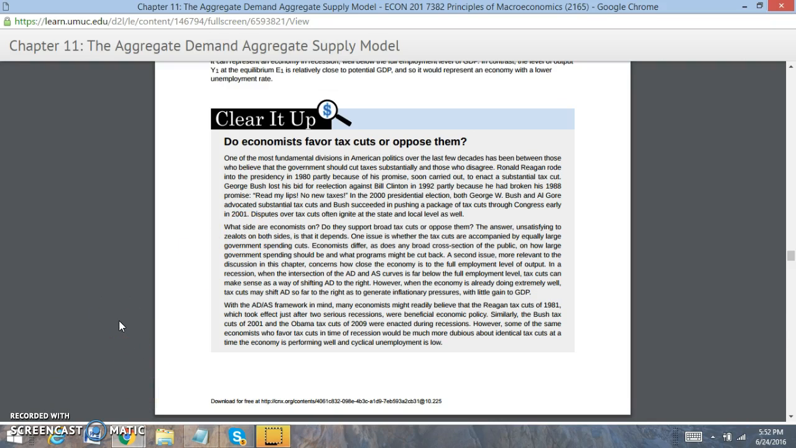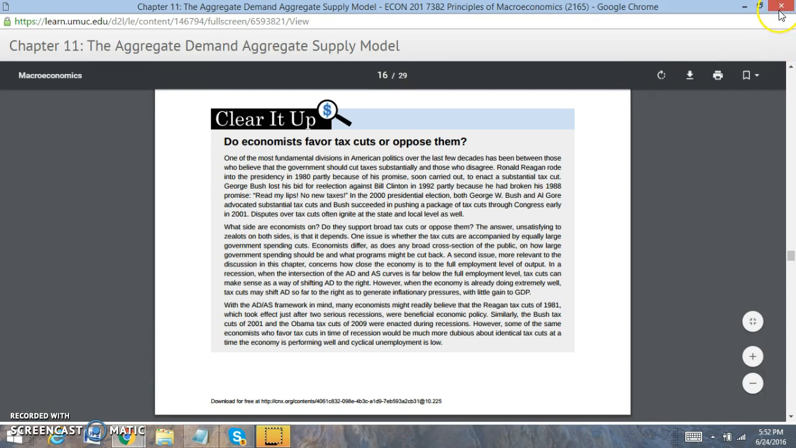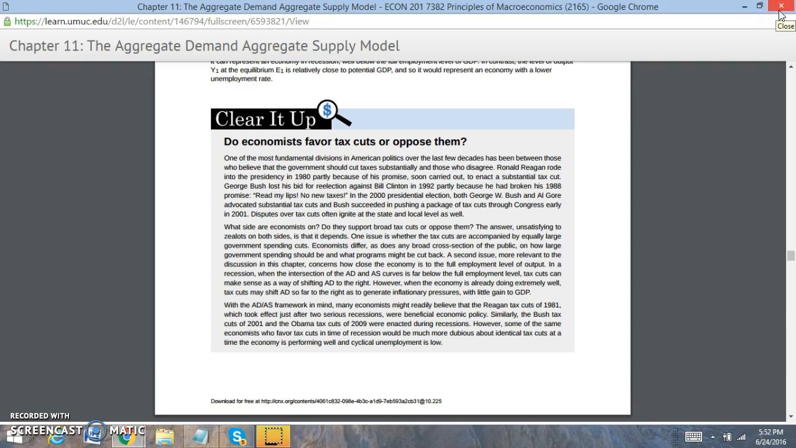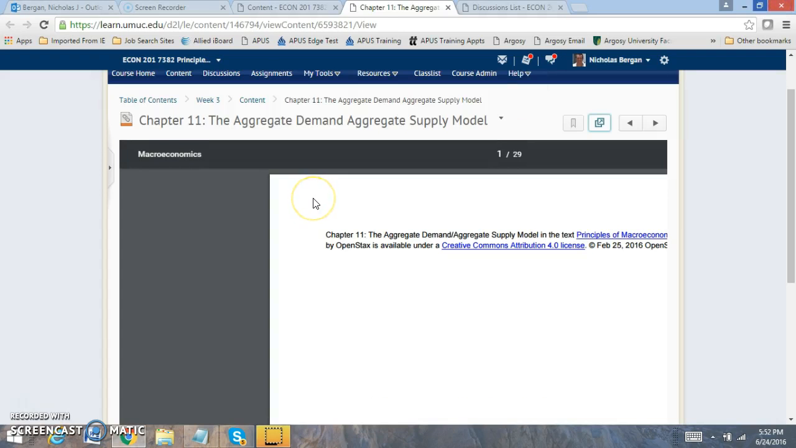So now what I want you to do is make sure to review the aggregate demand, aggregate supply model, look at the additional resources that I supplied, and let me know if you have any additional questions. I look forward to your effort this week.